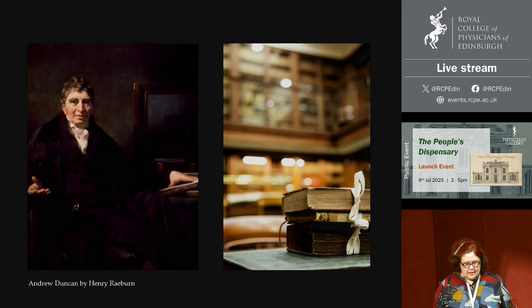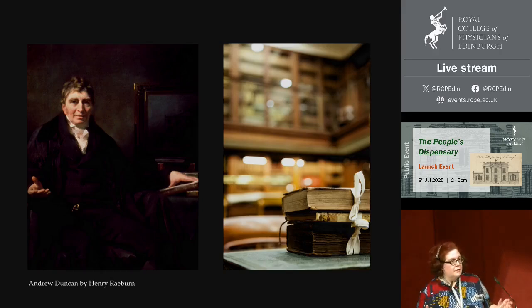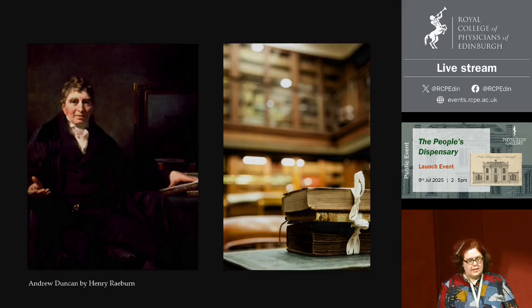And part of the reason why these records are so detailed is because when Andrew Duncan set up the dispensary, he set it up as a teaching dispensary. So it wasn't just about treating patients, it was also bringing in students and teaching them based on treating and studying those patients. So it's because he had that purpose that he developed the level of detail that he did in the notes that he kept.